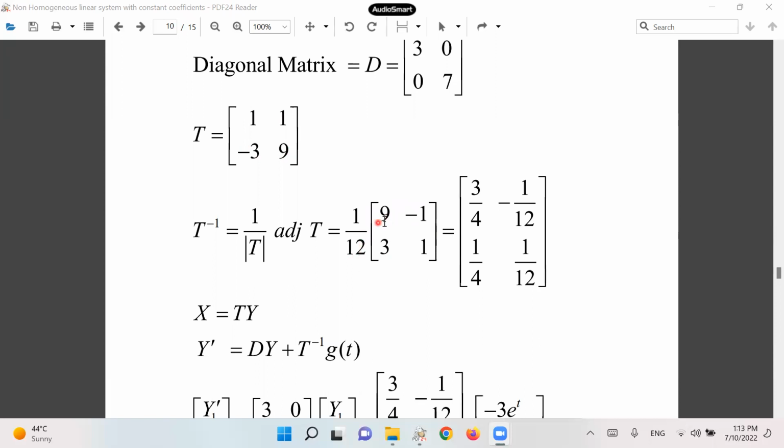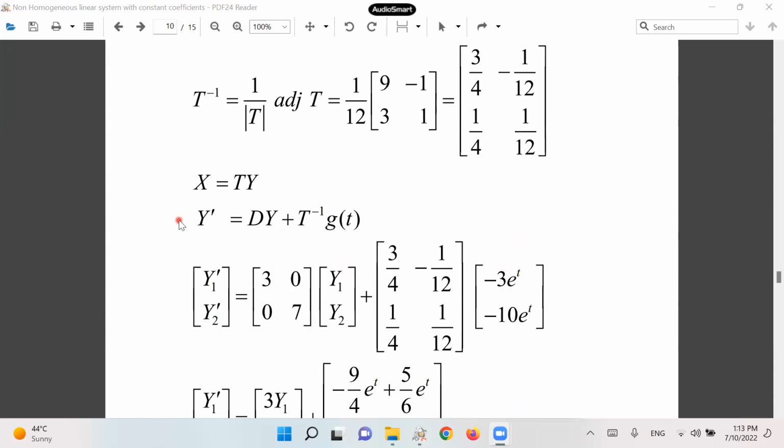So 1 over 12 multiplied by 9, we get 3 over 4. And 1 over 12 multiplied by minus 1, so minus 1 over 12. So 3 multiplied by 1 over 12 will be 1 over 4. And similarly, 1 over 12 multiplied by 1 will be 1 over 12.